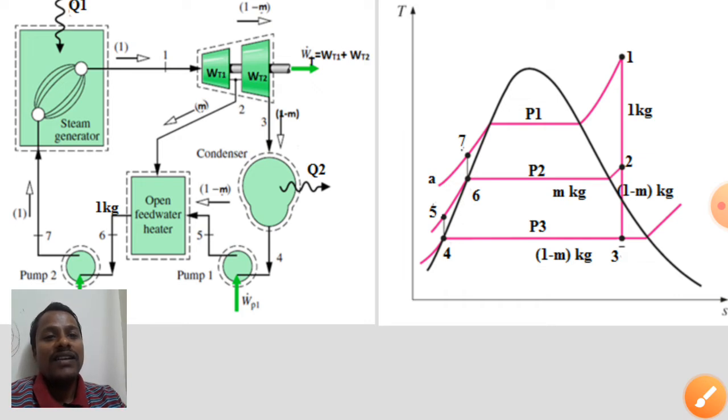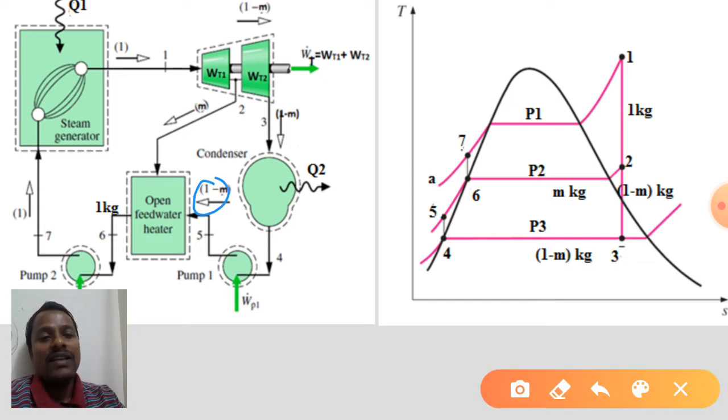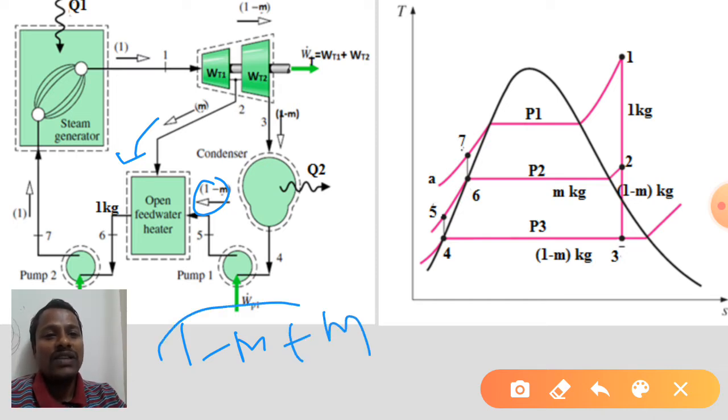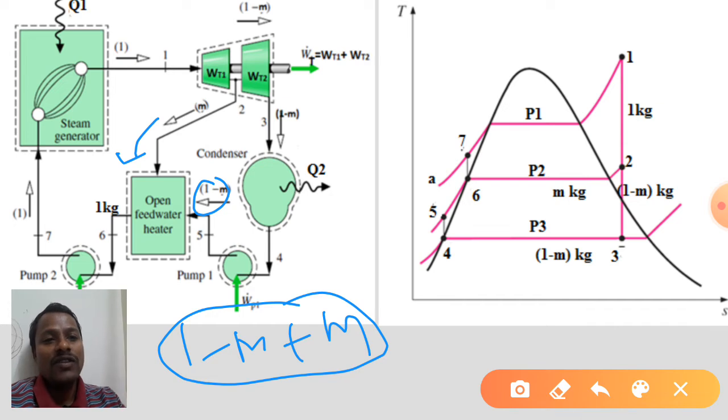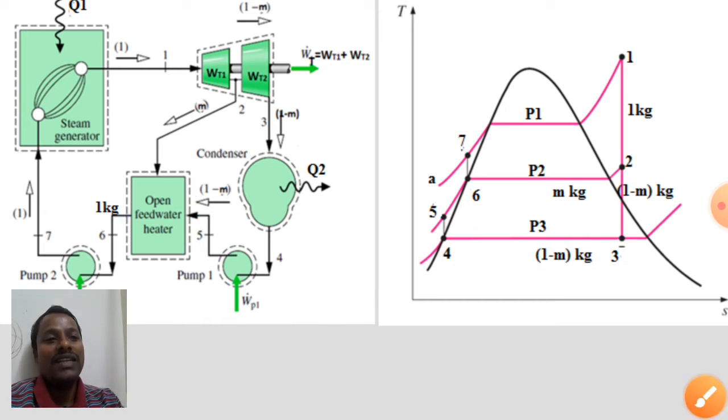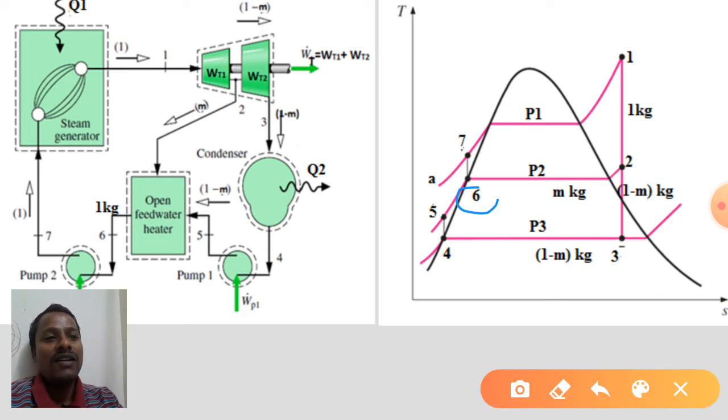Here 1 minus m kg of steam enters the open feed water heater at state 5, and m kg enters from here, that is 1 minus m plus m. So both get mixed inside the open feed water heater, so minus m plus m cancels, so again we are getting 1 kg at the outlet of the open feed water heater. That 1 kg comes out at state 6 on the TS diagram, but it's a saturated liquid.